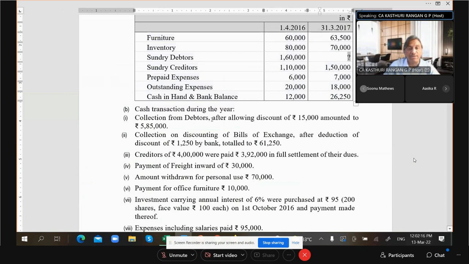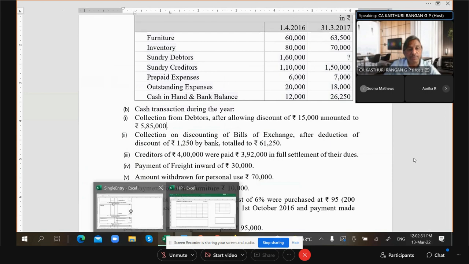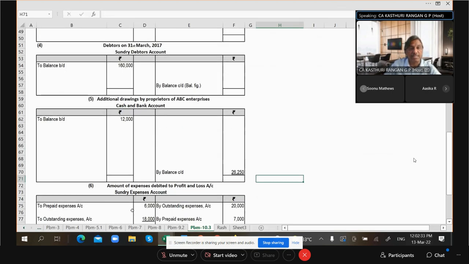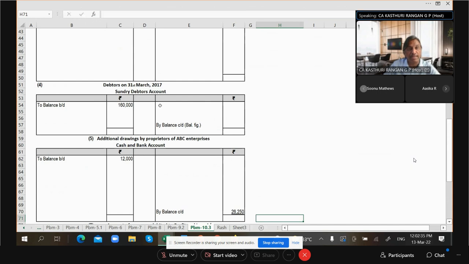Collection from debtor after allowing discount of 15,000 amounted to 585,000. So, amount collected is 585,000. Discount is 15,000. So, what is the total collection? 6 lakhs. Is it not? So, what is the entry for this? In debtor's account, you will write by cash and bank 5,85,000, by discount 15,000. Correct?